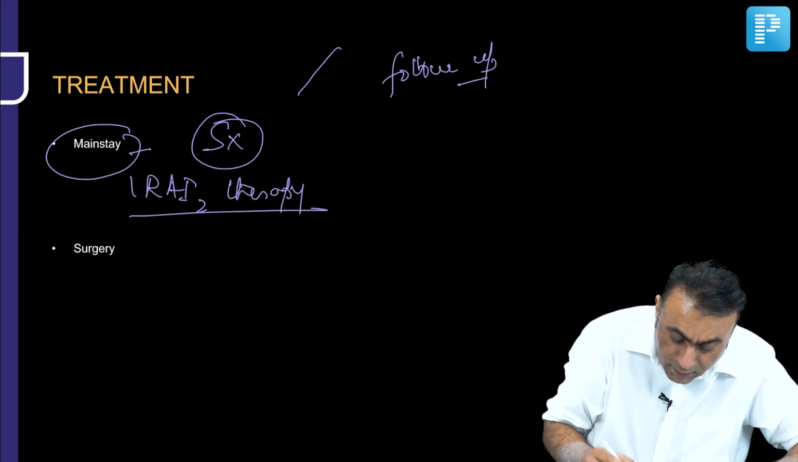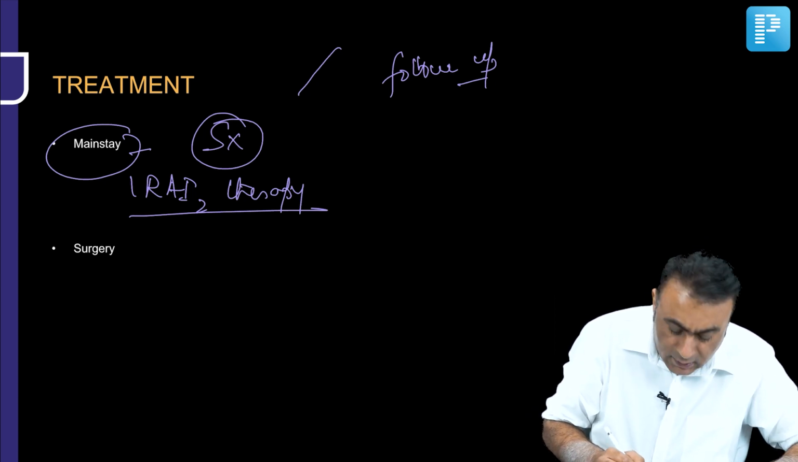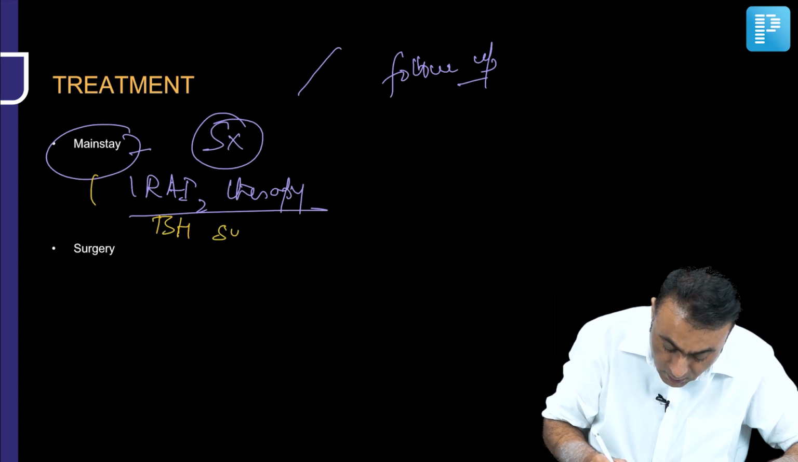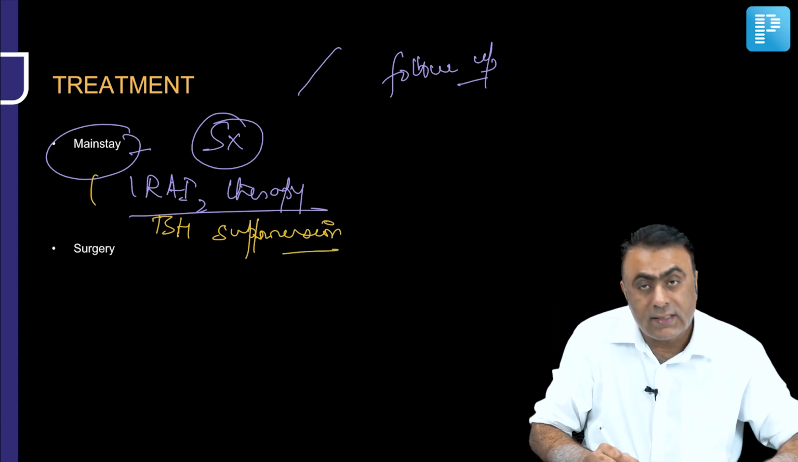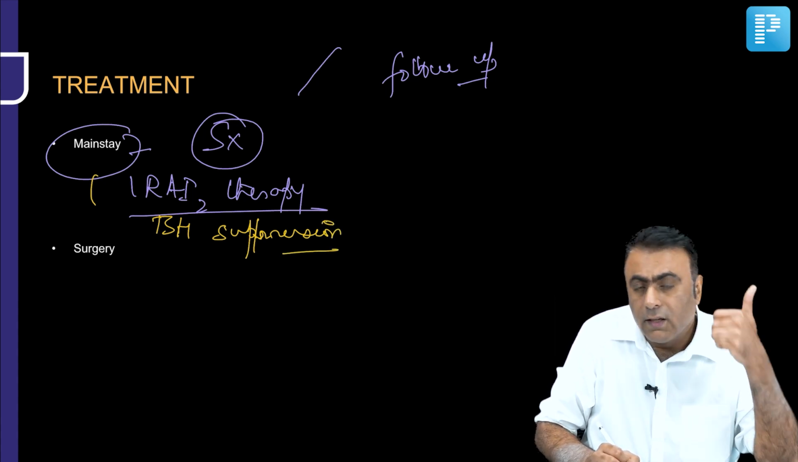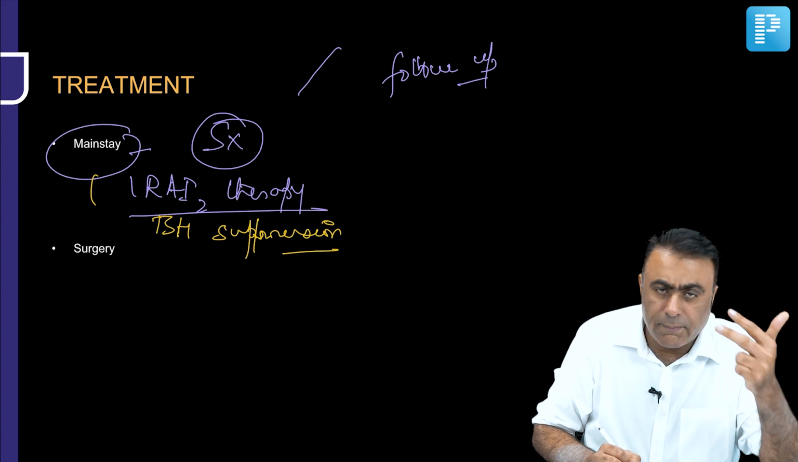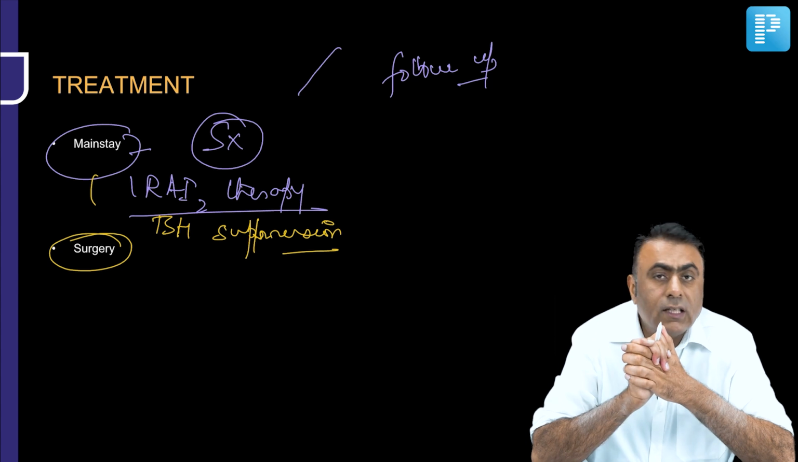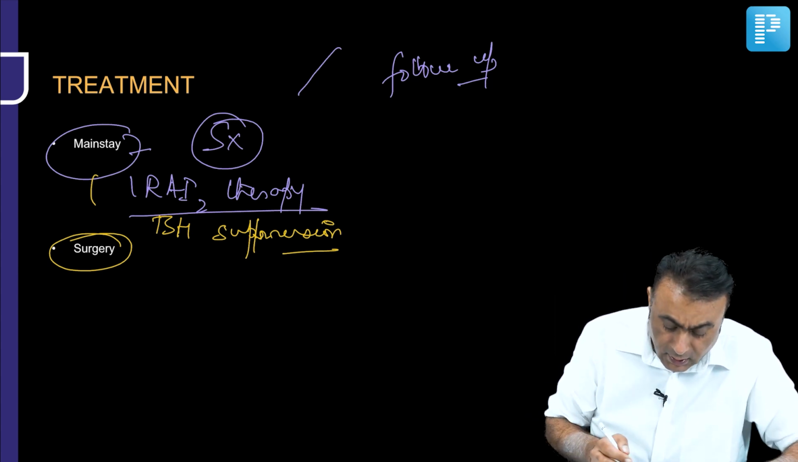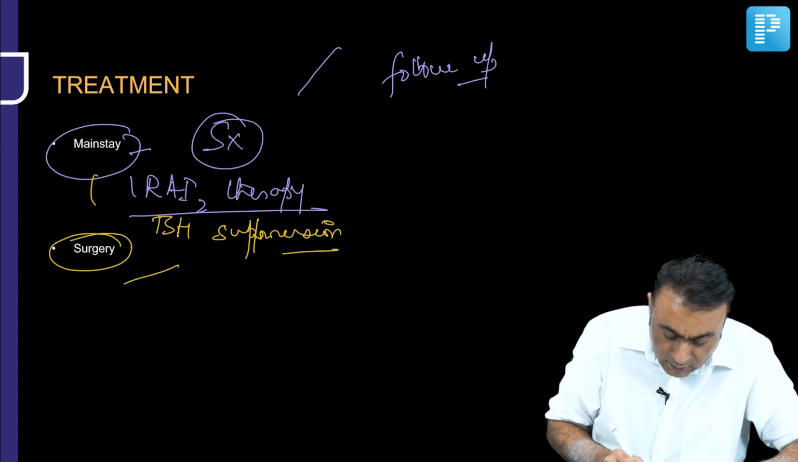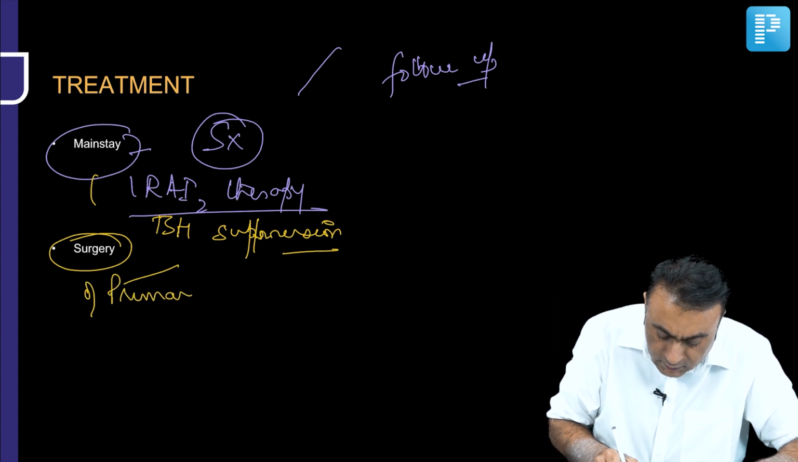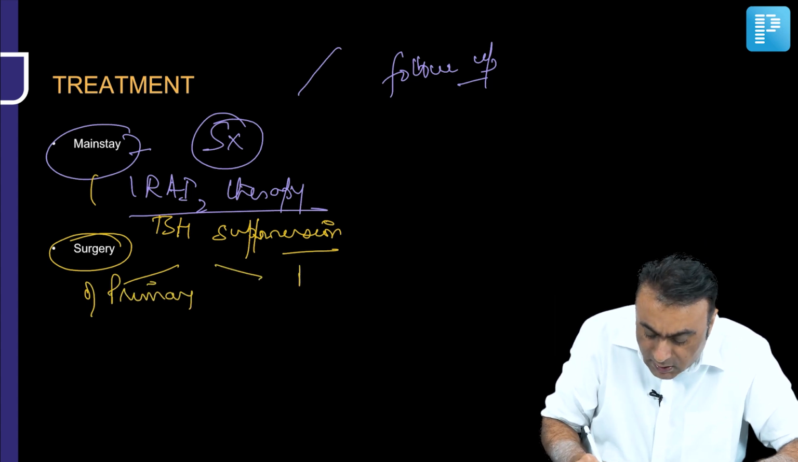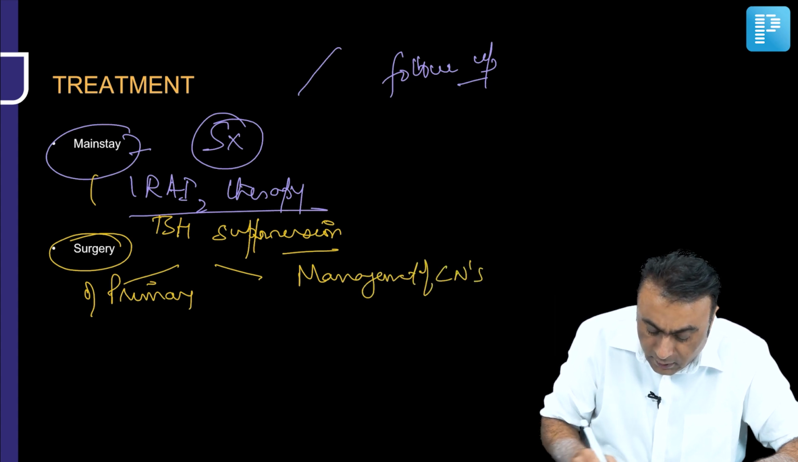And the third component of the treatment of well-differentiated thyroid cancer is TSH suppression. So we have three components: surgery to begin with, radioactive iodine therapy, and TSH suppression. We'll see them one by one, and let's start with surgery. Surgery for these differentiated thyroid cancers will involve surgery of the primary and management of the lymph nodes.